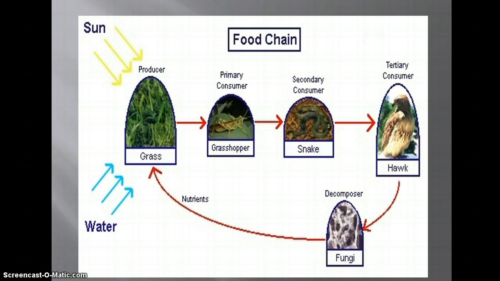The grasshopper is only going to get 10% of what was available. There was 100 available, so the grasshopper only gets 10% of that, which is 10. The snake eats the grasshopper. Now there was 10% energy available for the grasshopper, but the grasshopper used some of that to stay alive. So the snake's only going to get 10% of 10, which is 1. And then the hawk will eat the snake and only get 10% of 1%, which is 0.1%.